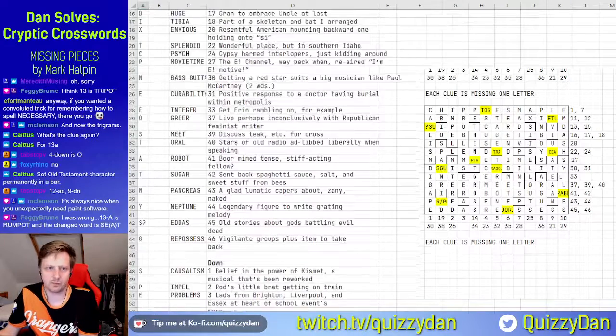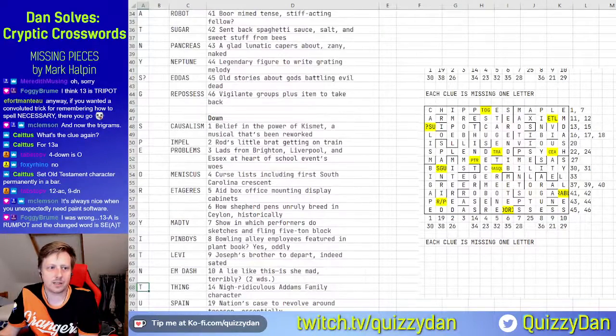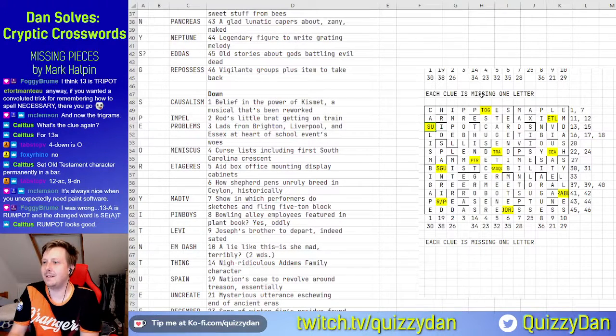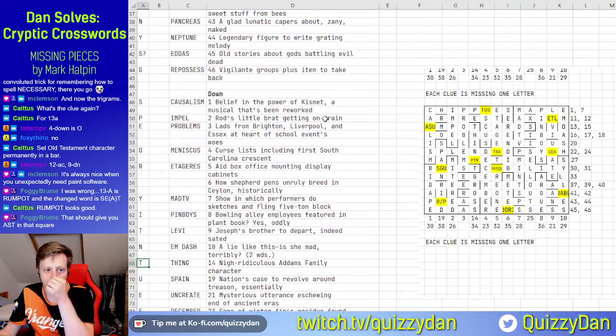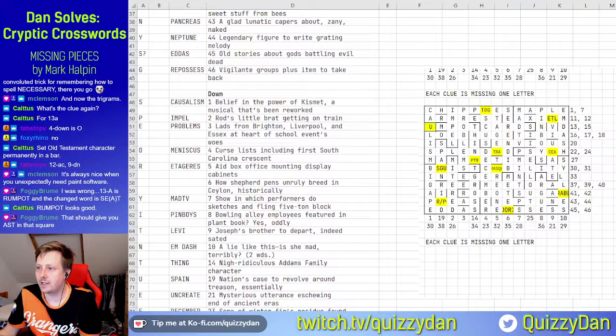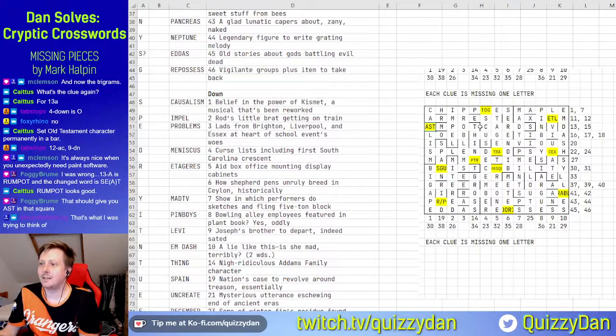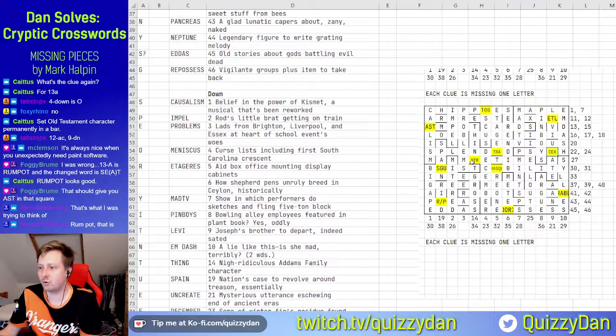30, because we'll be able to sort of read over it. I was wrong. 13 is rumpot, and the change word is seat. Okay, so it's an A. We'll put an M there for rumpot. Should give you AST. Oh, I've got the U wrong as well. Fine. So, to get last, trace, apt.